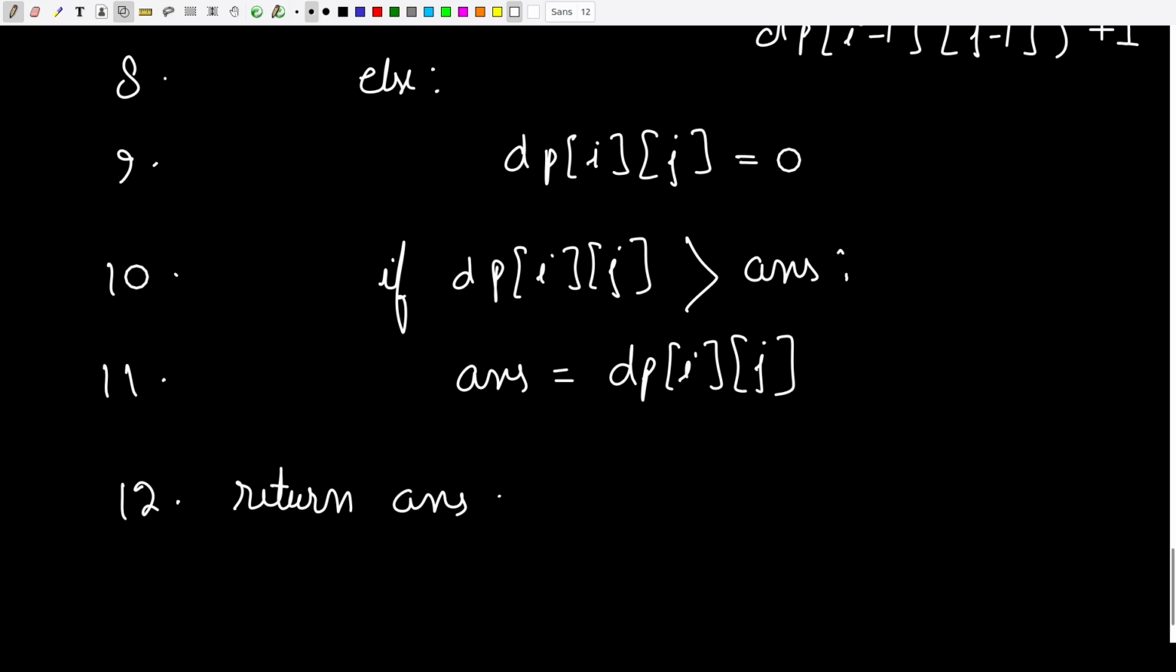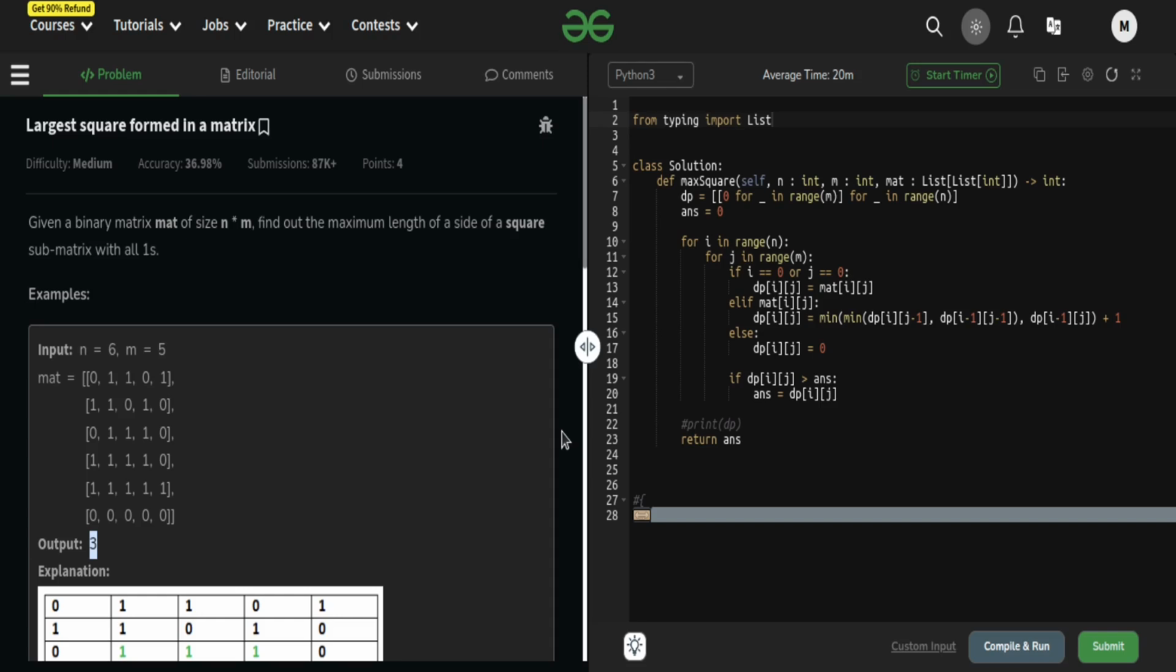Now let us see how we have implemented this in Python and C++. So first let us look at the Python implementation. As we have discussed, we are taking a dp table and an answer variable whose initial value is 0. Then we are iterating on the rows and columns of the matrix. If this is the first row or the first column, then dp of i comma j equals matrix of i comma j. Otherwise, if the value is 1, then we are computing the dp i comma j entry as the minimum of the 3 values plus 1.